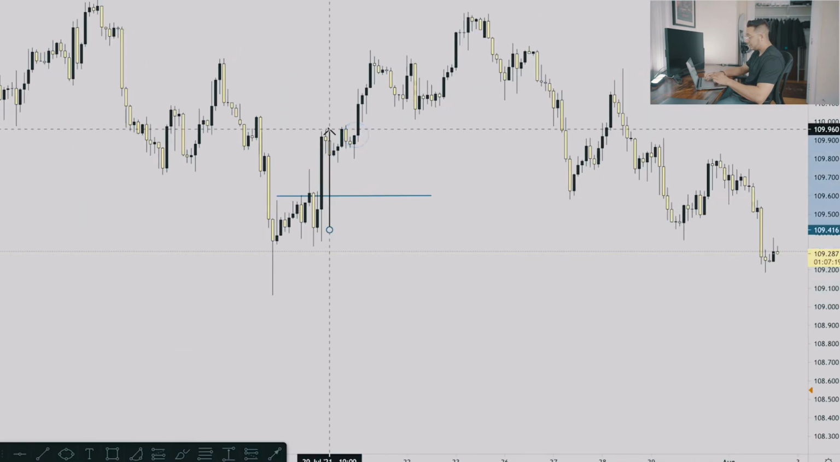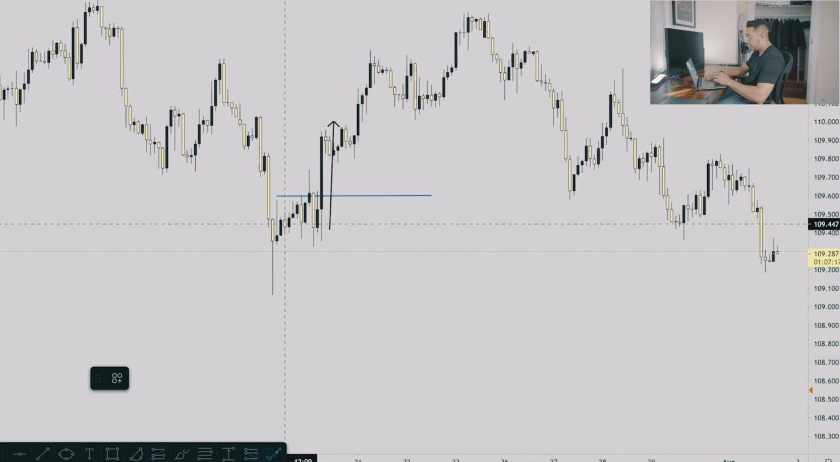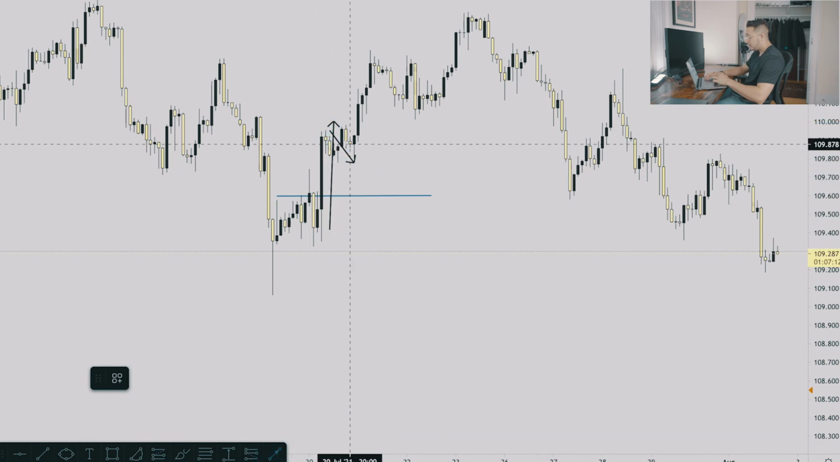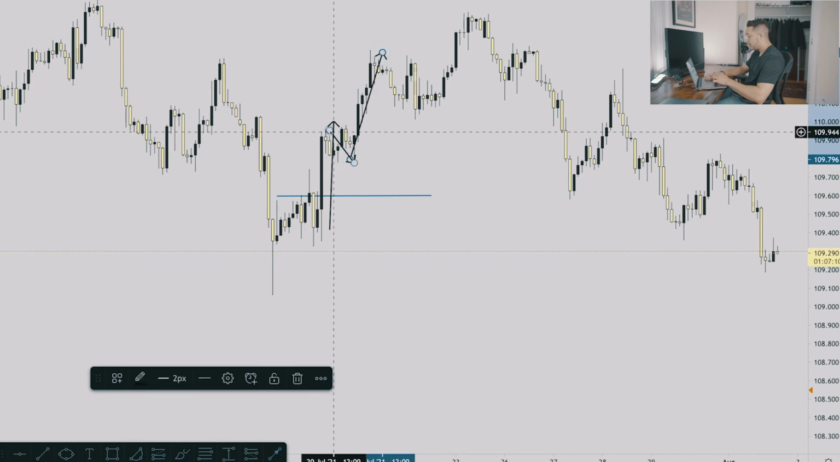Momentum pushed up. Had a minor pullback here. Another higher high.